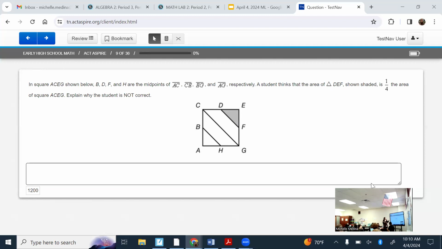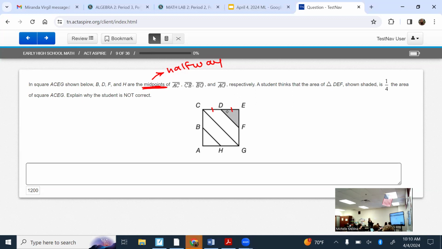So we have square ACEG, so that's how they like to name shapes. They tell you what points belong to that shape. So square ACEG shown below has B, D, F, and H marked as midpoints. If you don't remember, midpoints always cut the line halfway, right in the middle. So I know that CD to DE is congruent and so forth.